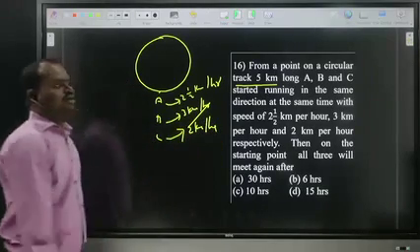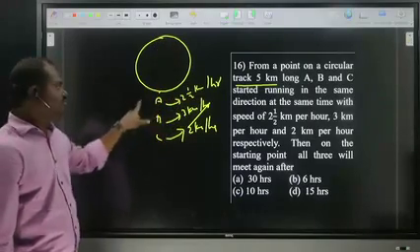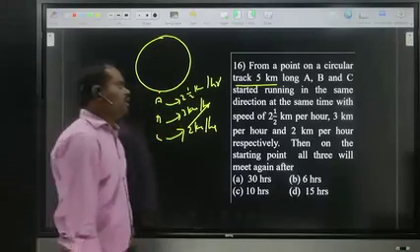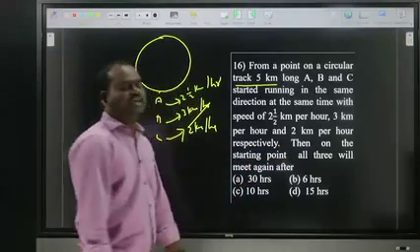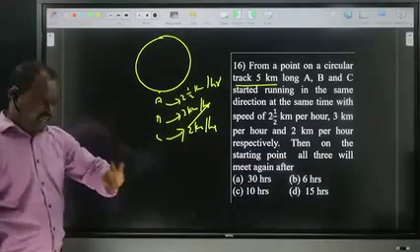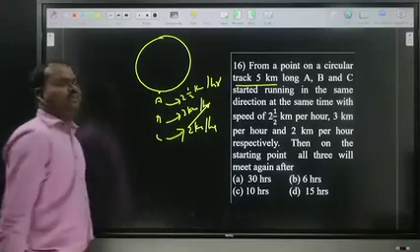Right now, all are started at the same place. They are traveling in the same direction with the speeds of 2.5, 3, and 2. Then on the starting point, all three will meet again after what time? After what time will they meet at the starting point?